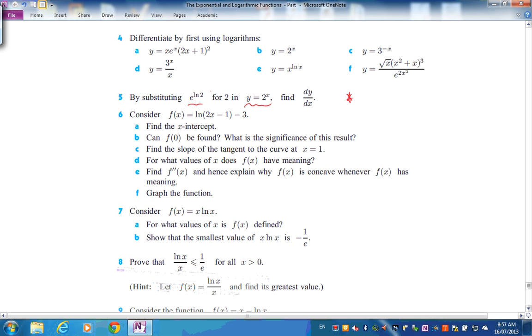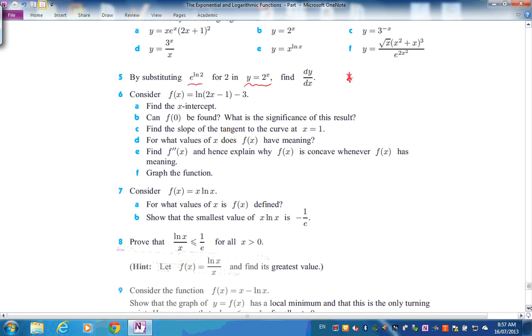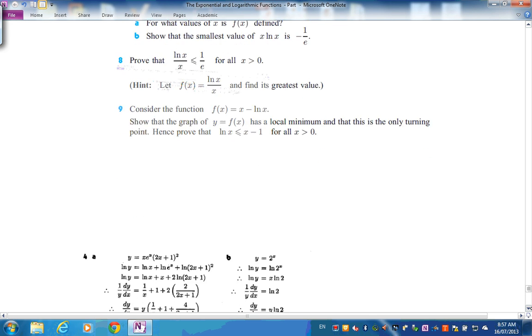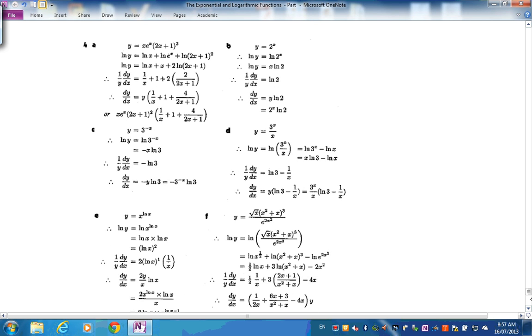That's an important question, question 5. Have a look. I'll just show you the rest of them there, down to 9. And then we'll go down and have a look at the answers now. There's parts of question 4. Fair bit of work in those.